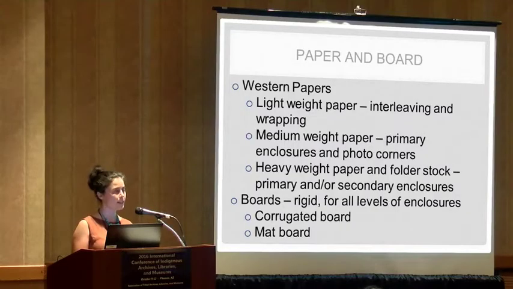Now, papers and boards for storage, you would use them for interleaving, as in an album, or sometimes if you have multiple objects together in a folder, it's nice to put in some interleaving to help absorb any off-gassing and also protect them from abrasion from adjacent objects. Medium weight papers can be used for making primary enclosures such as folders or four-flap enclosures or used as photo corners. And heavyweight papers can be used for primary or secondary enclosures. Same with boards, which can be used for all levels of enclosure. If you need to impart rigidity, they're very useful.